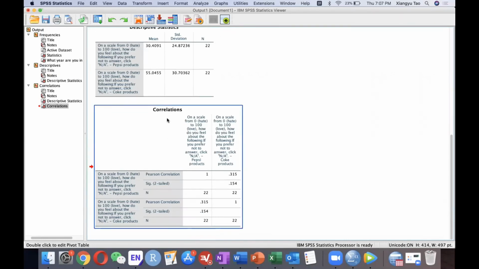And let's see the correlation. The Pearson's correlation between Pepsi and Pepsi is definitely 1, because that's the same variable. And the correlation between Pepsi and Coke is 0.31. That would be a medium correlation. However, as we can see here, it's not significant. P equals 0.15. So it's not significant. So there is no relationship between your love of Pepsi and your love of Coke.